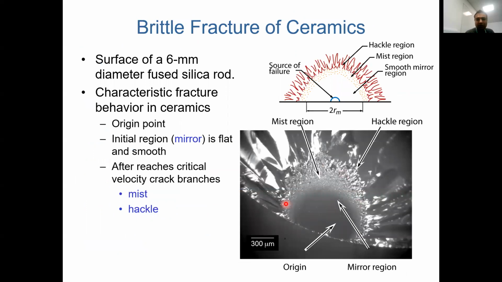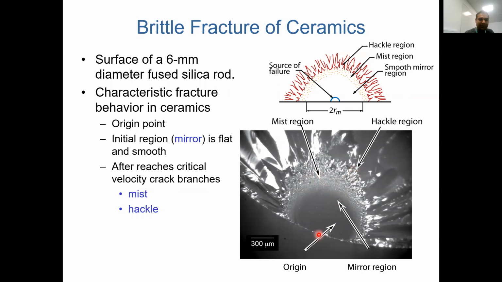Now, this is 300 micrometers. Yes, that's the microscopic image. You can see this is a silica rod. Imagine this is like a glass material, a very brittle fracture. You can see the crack origin point. You can see the mist region, and you can see the hackle region.